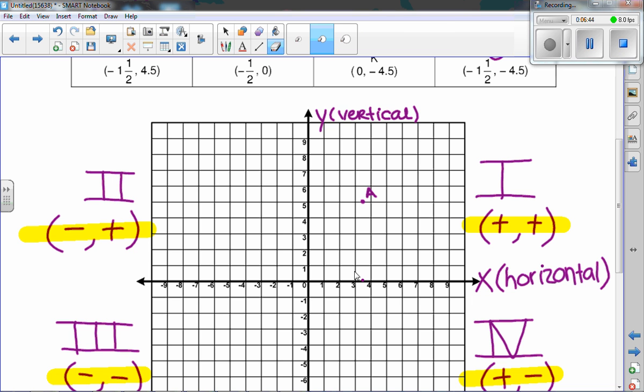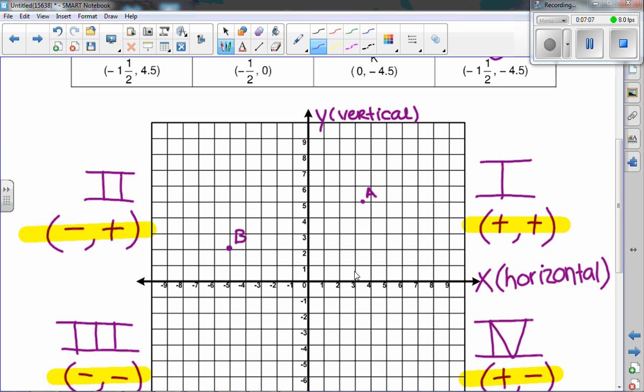Okay. B is -5, 2. So -5 is our x value. We want to go from the origin, from 0, 0, we want to go -5, 1, 2, 3, 4, and 5. And then from there, we will go up to a positive 2. Put a point, label that B.